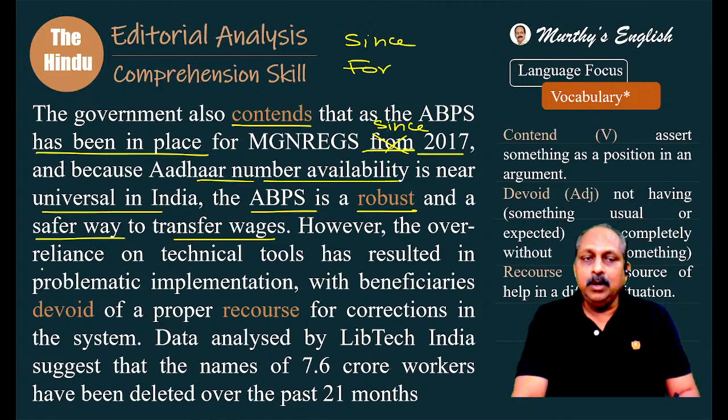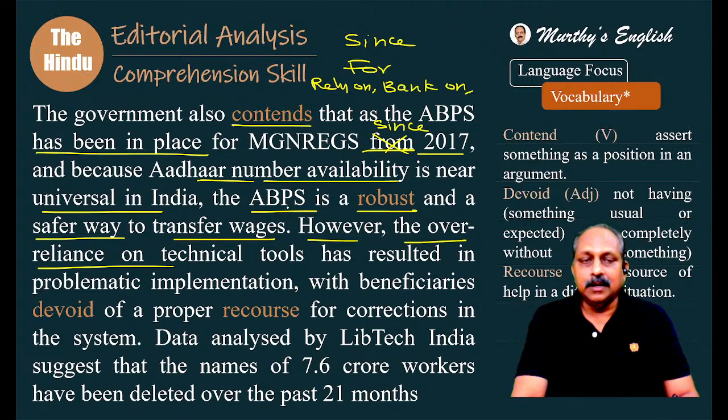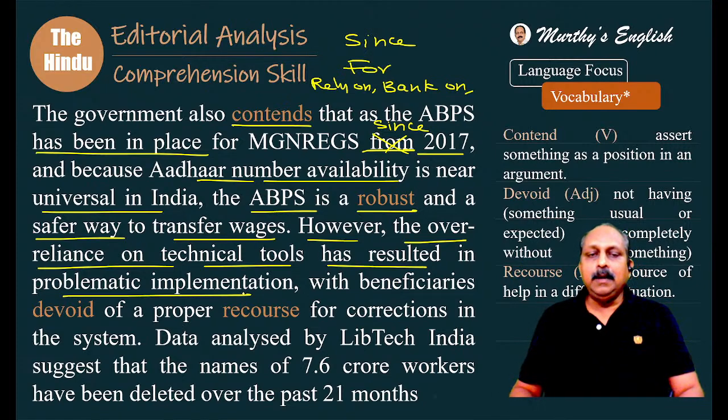However, the over reliance on technical tools. Aadhaar is a technical thing, and this ABPS is also a technical thing. Based on that, here contrasting word, however, the writer opines or the editorial opines, the over reliance, rely means what? Depend. And you have to recollect phrasal verbs like rely on, bank on, depend on. All these you have to recollect. Rely on technical tools has resulted, present perfect active voice, in problematic implementation.